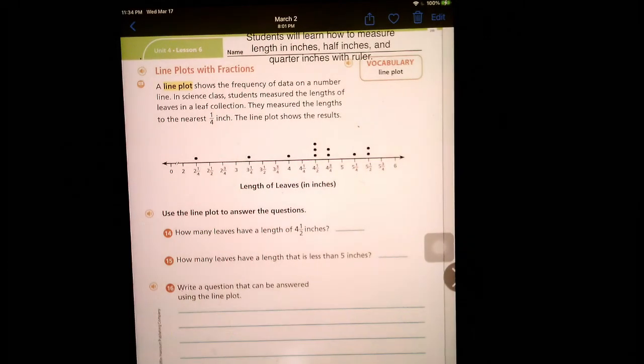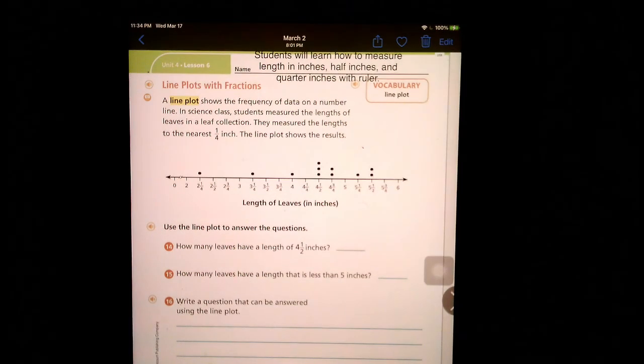Okay, you guys, welcome back from your break. Let's power through this. We can do this. We are on Unit 4, Lesson 6. It talks about line plots with fractions. What is a line plot?